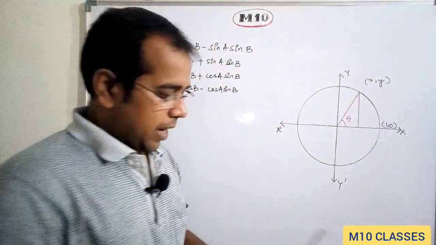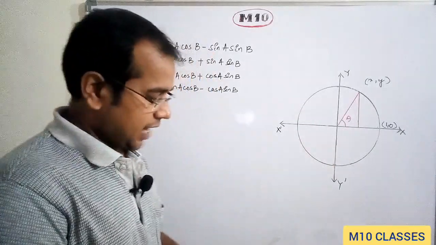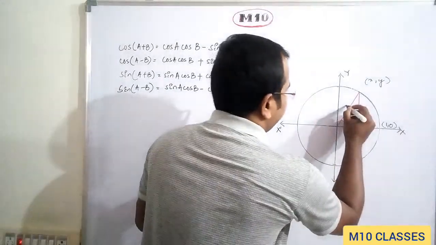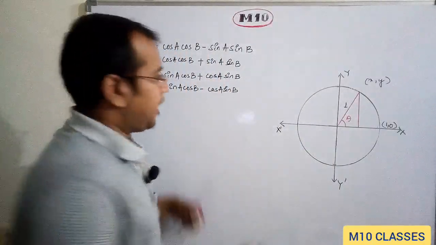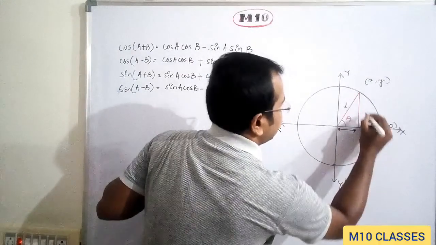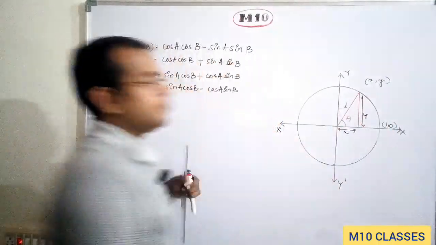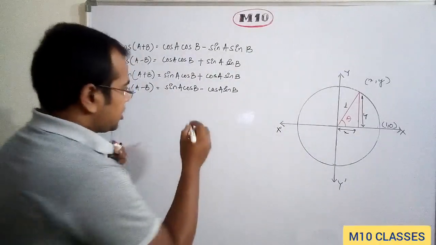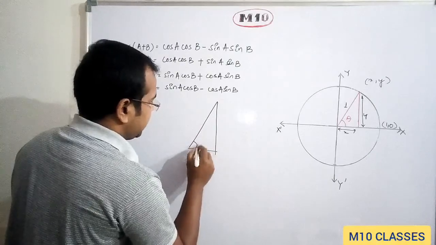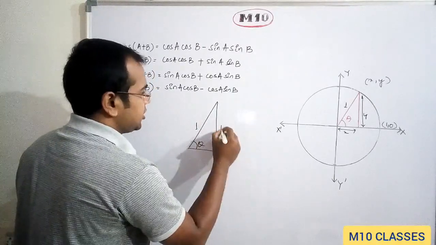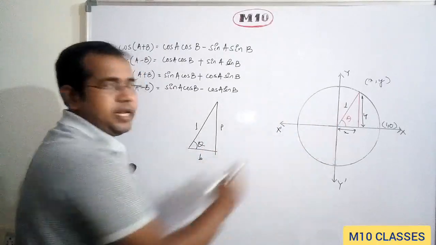So by drawing this we have got a right triangle. In this right triangle, the value of this is 1. Now let us find what is the value of this x and this y. Now let us draw it. This is theta and this is 1. This is p, this is b, which is nothing but y here, and b is nothing but x there.